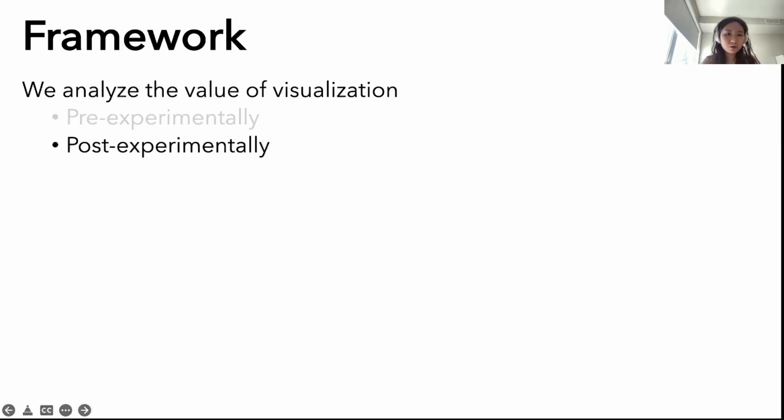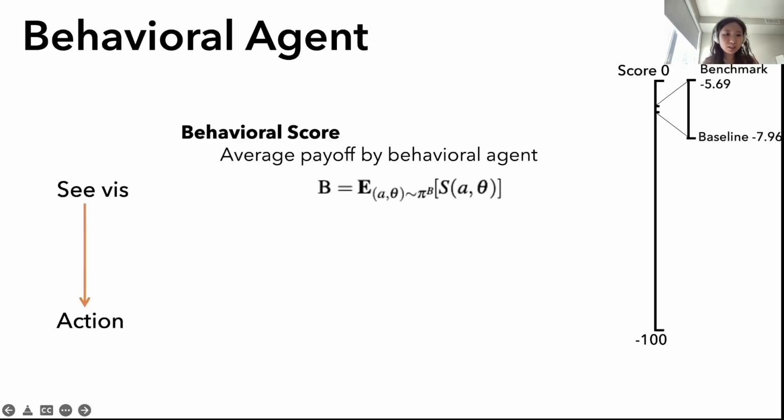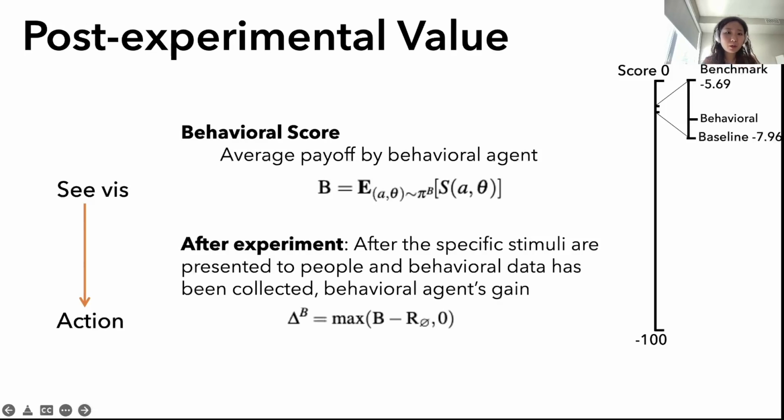And then we are going to talk about post-experimental analysis with behavioral agents. So the behavioral score is defined as the average payoff of a behavioral agent who sees the visualization and takes action. The behavioral score is of course lower than the rational benchmark because by definition, the rational agent is doing the best to maximize expected utility. And this is the post-experimental value of information, which is the gain above the rational baseline. When this gain is positive, the behavioral agent is doing better than the baseline, and we can say they're doing better than someone that's always taking the fixed action. So we say the behavioral agents are learning something from the visualization.